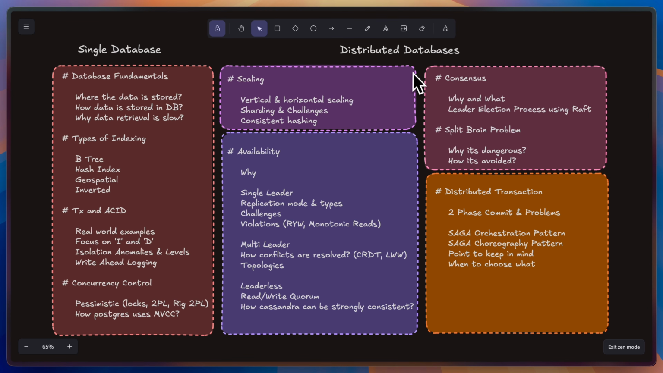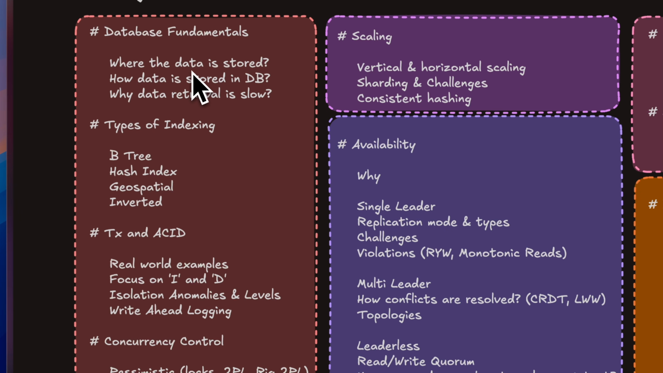So in order to learn any major topic, you need to first learn the fundamentals of that, right? So over here as well, before learning the distributed databases, we'll first learn the database fundamentals. In the database fundamentals, we'll mainly focus on where the data is stored and how the data is stored by the database. And we'll also see why the data retrieval process is slow in the database and how we can improve that. Okay, so for that, we'll be learning different types of indexes like B-tree, hash index, geospatial index, and inverted index.